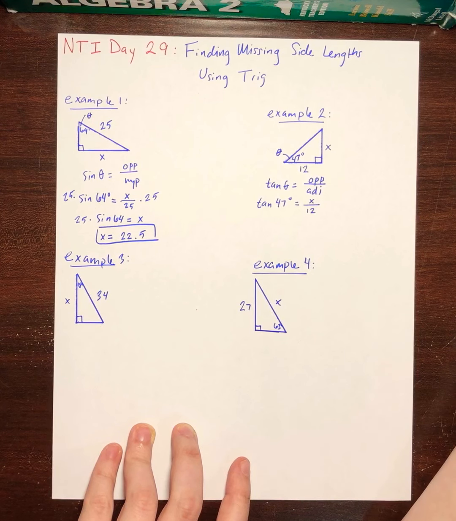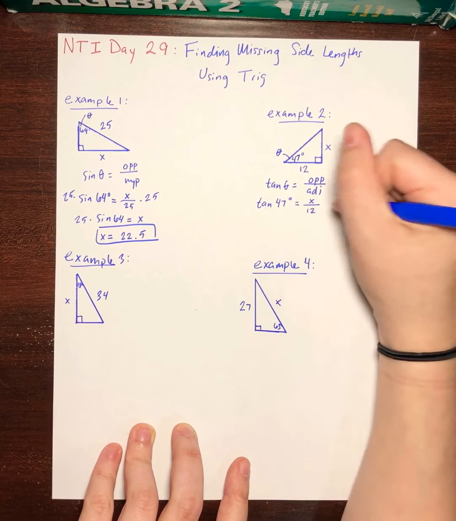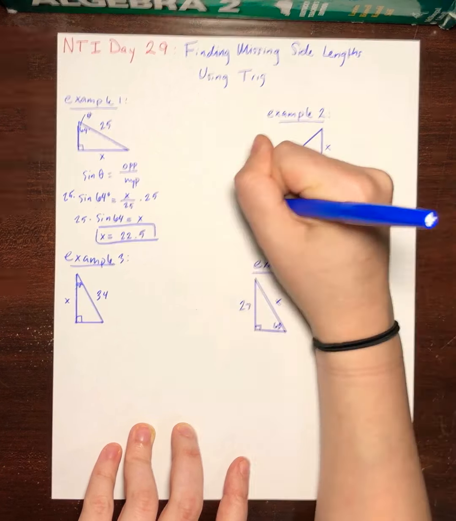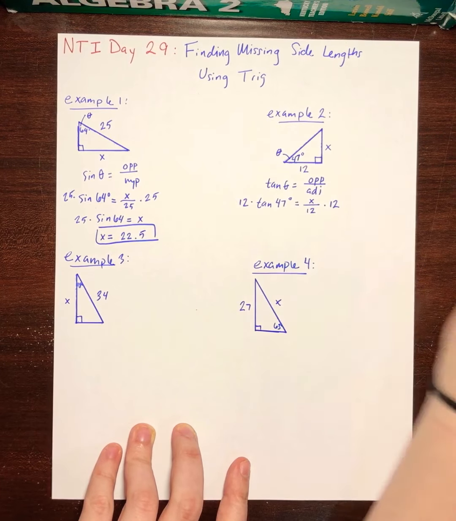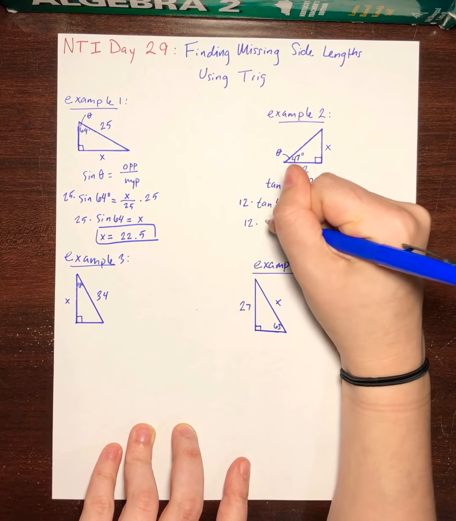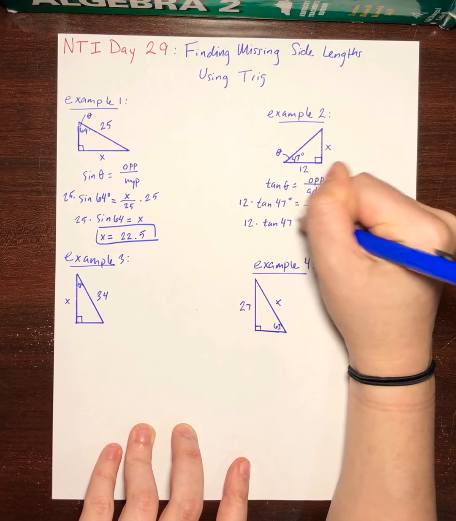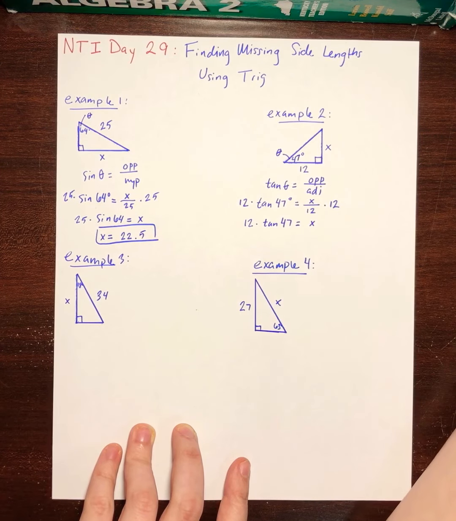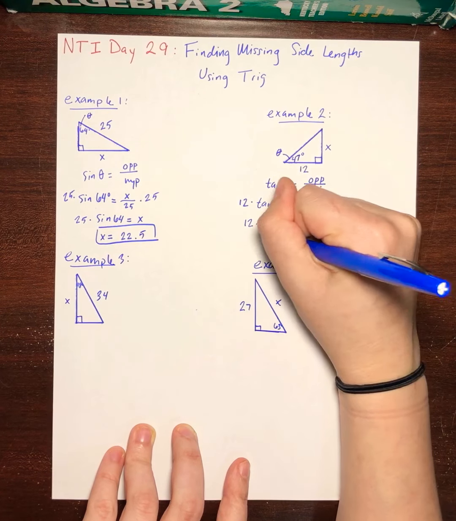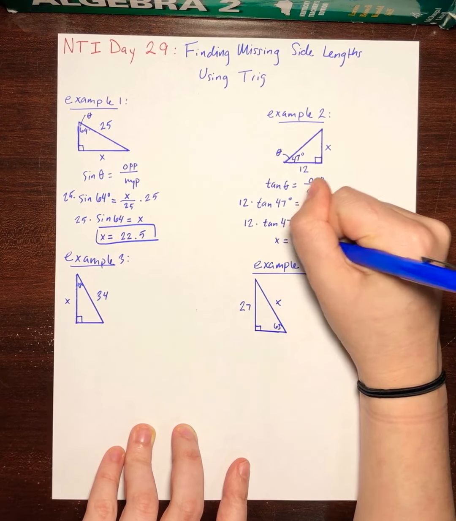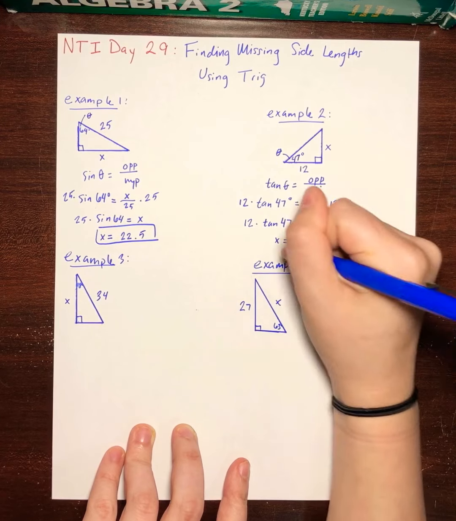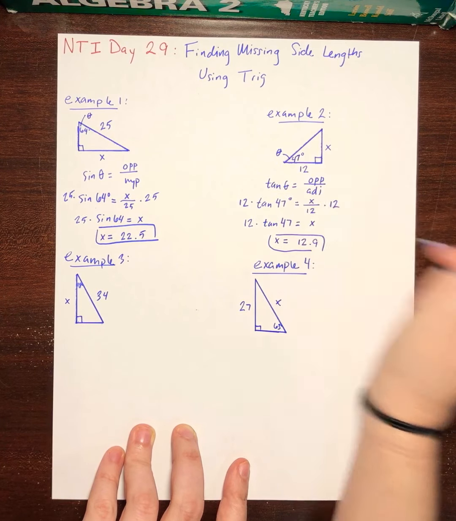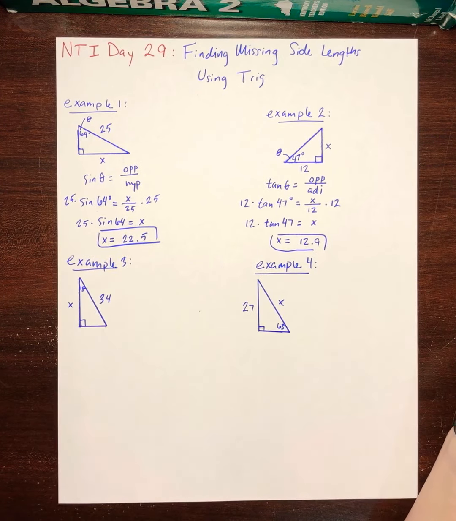And then I'm just going to do the same thing as the last problem where I try and get that x by itself. So I'll multiply by 12. So 12 times tangent of 47 equals x. And again, I just typed that into my calculator and it gave me 12.9. And again, that's just rounded and that's all good, that's fine.